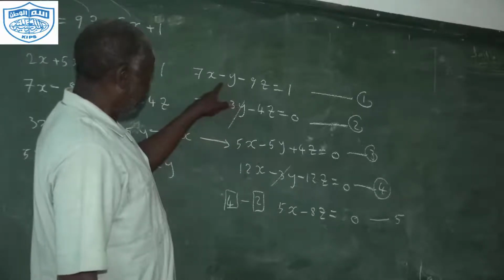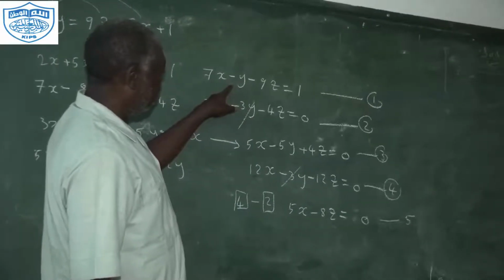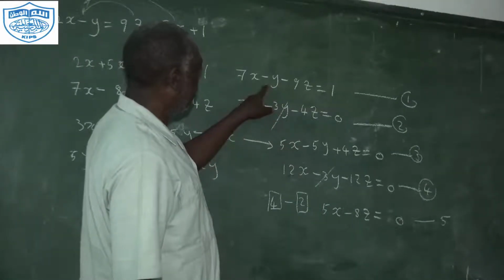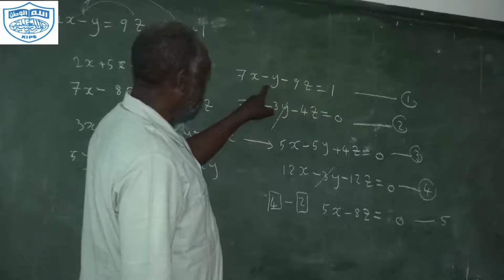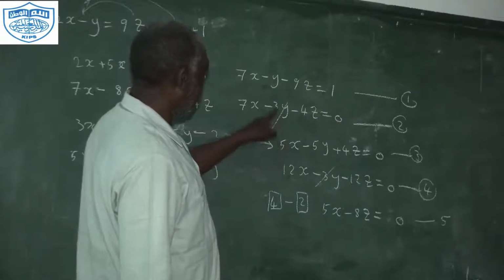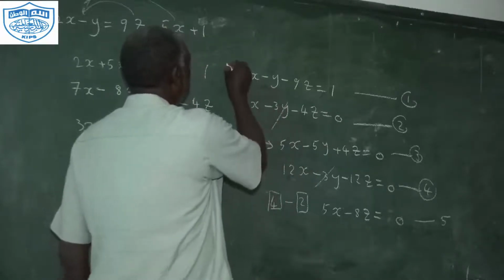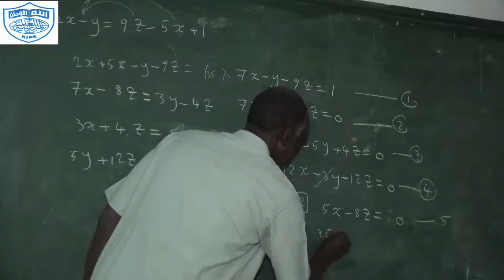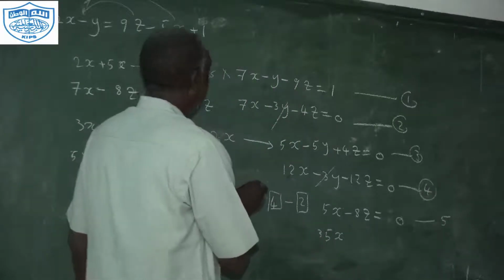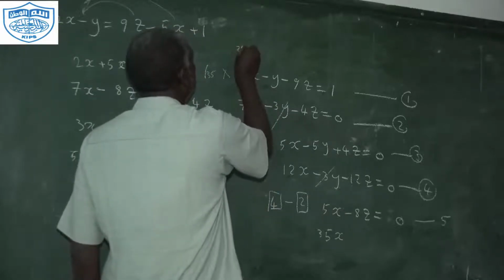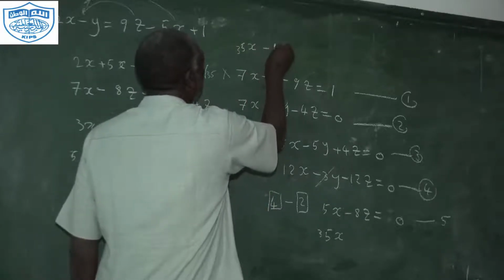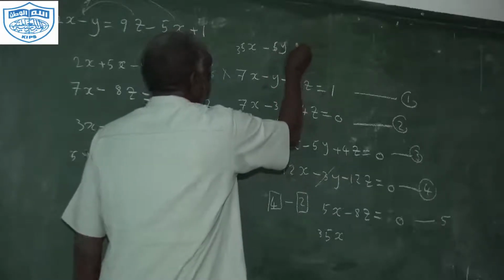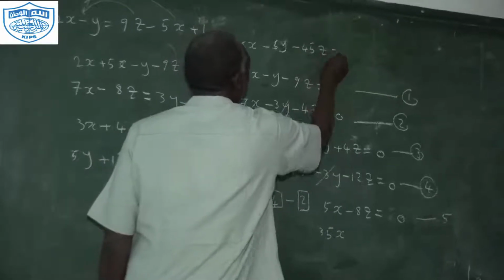From this, if I multiply this equation by 5, I want to divide this by 5. This equation by 5, and we subtract this one by this one. Five times 7 is 35x, so 35x minus 5y minus 45z equals 5.